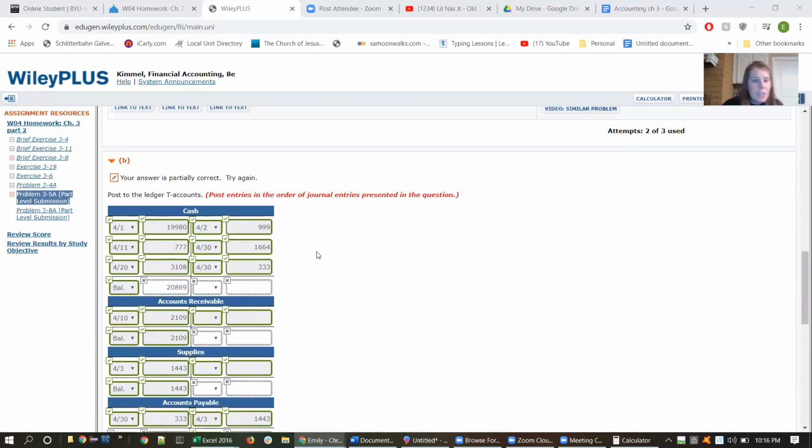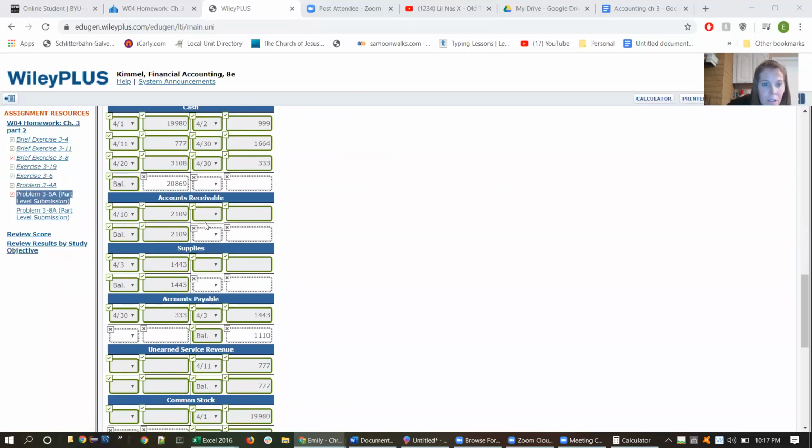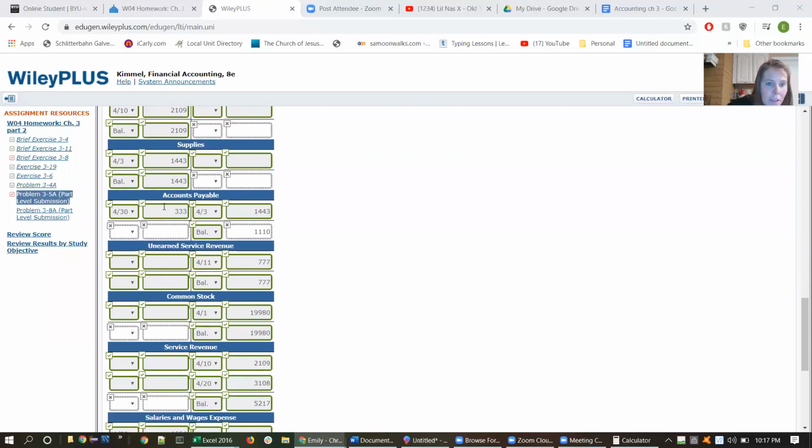After you're finished entering all those, you're going to have some blank spaces, and that's where you put the balance. So balance for cash is everything that you add together, and you subtract this from what you get here, and that's going to give you $20,869. In accounts receivable, there's nothing to subtract from this side, so you just bring the balance down. Same with supplies. For accounts payable, you can subtract this amount from here to give you a normal credit account in accounts payable.